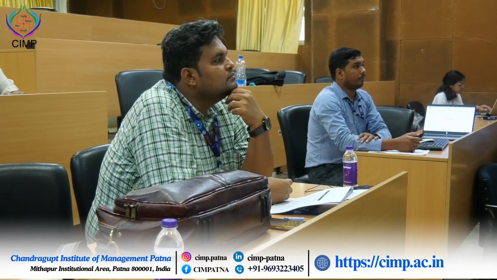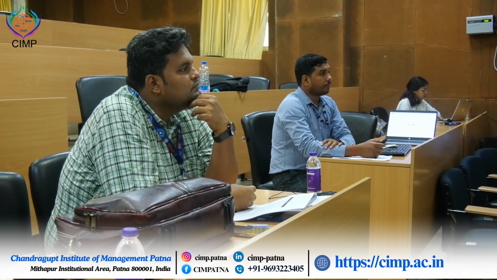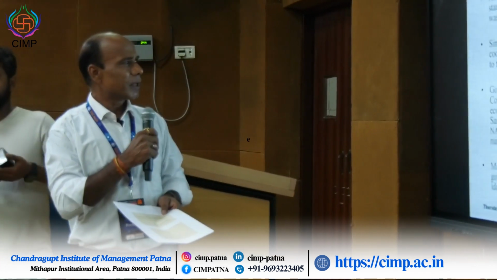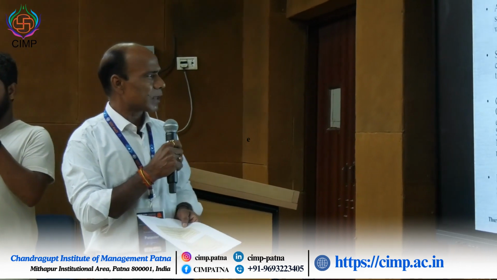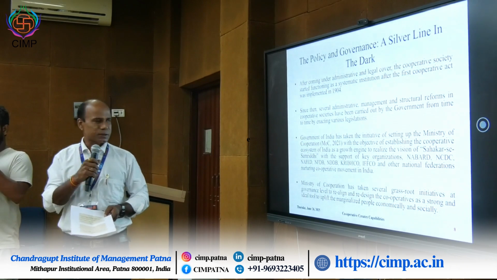The policy and governance: a silver line in the dark. If the government supports any operation or institution, then it will do a lot of good. So I have headed this slide a silver line in the dark. After coming under administrative and legal cover, the cooperative society started functioning as a systematic institution after the first cooperative act was implemented in 1904. Since then, several administrative, management and structural reforms in cooperative societies have been carried out by the government from time to time by enacting various legislations.